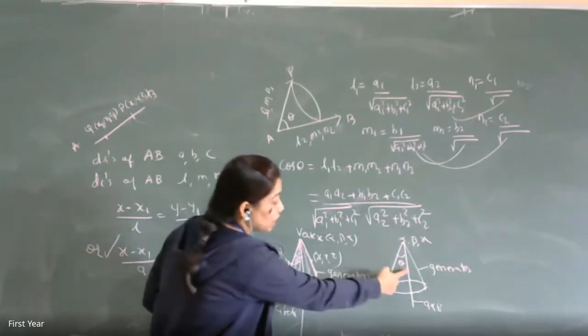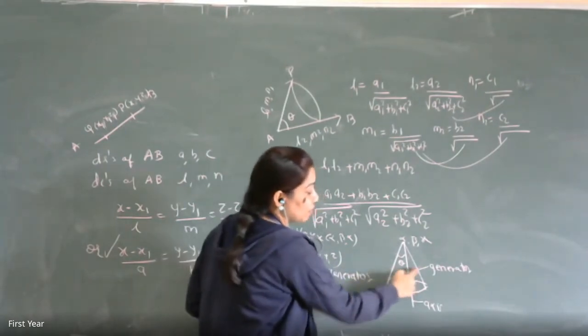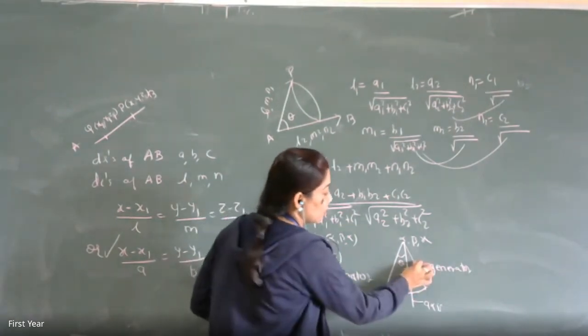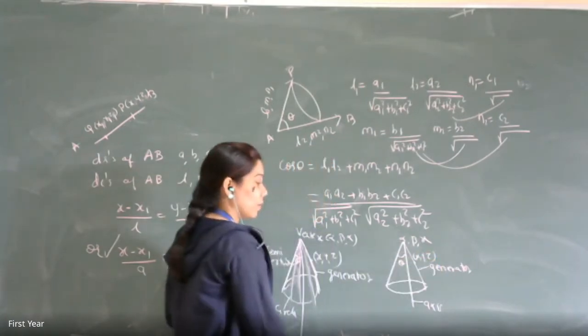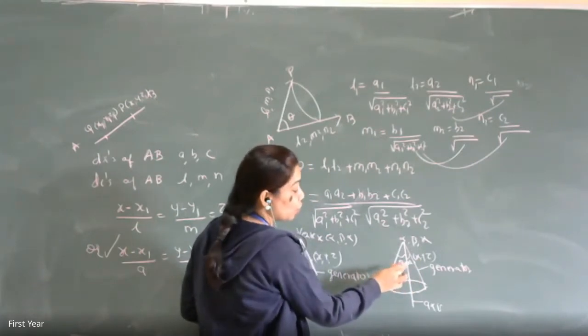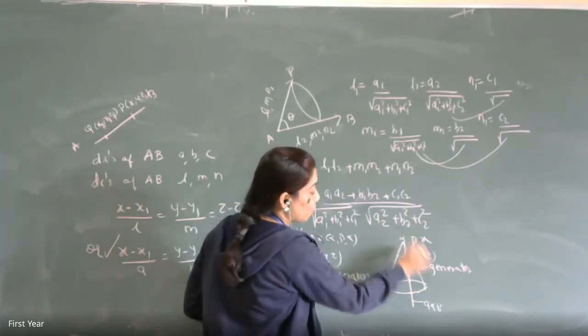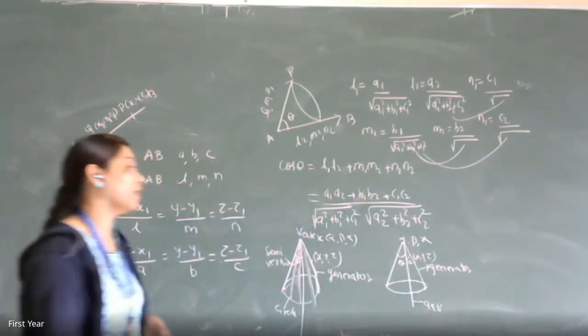So you can see two lines, the axis and the generator. Can you see that? Yes or no? Please tell me. Yes, ma'am. This angle is also theta, this angle is also theta. So, do you know what are the direction ratios of the generator? Whatever I have written as the generator, do you know the direction ratios of that generator?